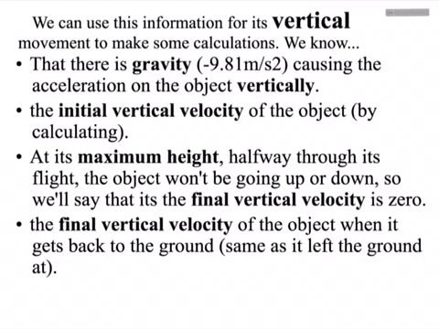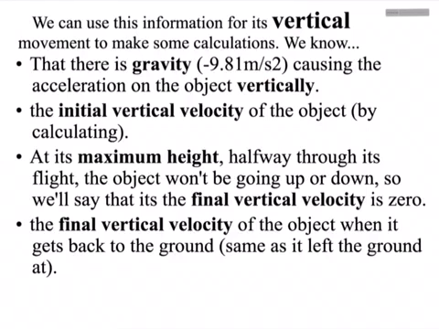So that's something that we need to take in mind. And then we also know that we can use that information to help us calculate the initial vertical velocity of the object, because if it's being tossed at an angle, the initial velocity is not going to be 0. So we're going to have to calculate that if it's not given to us in the problem.